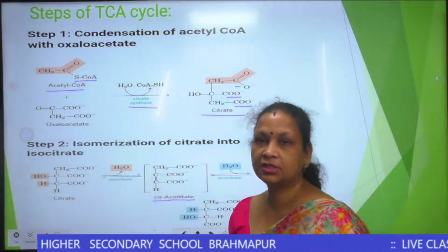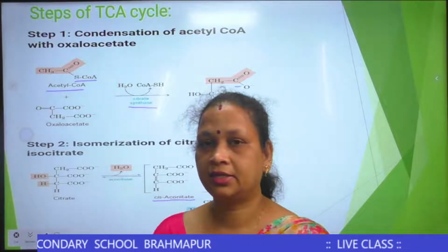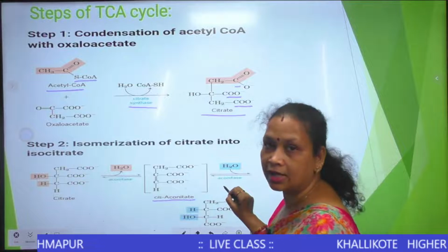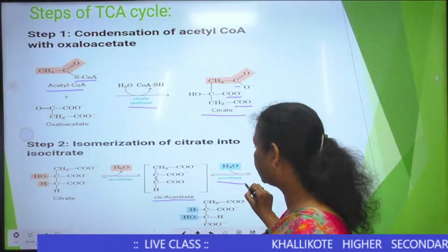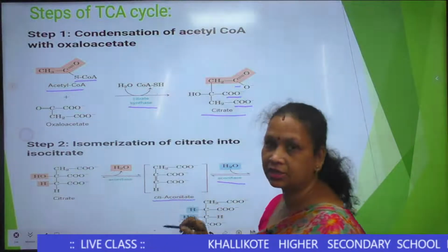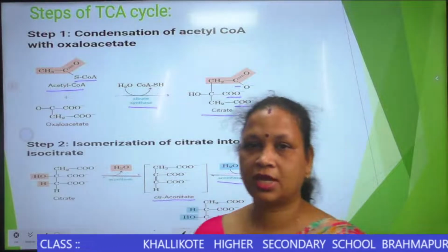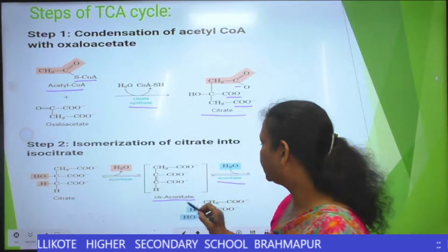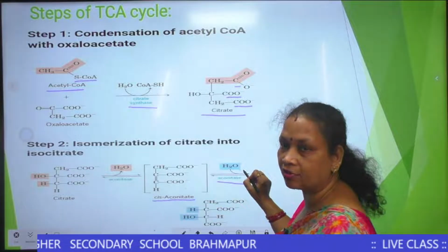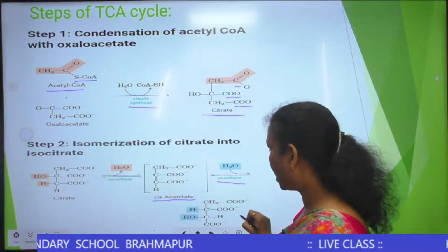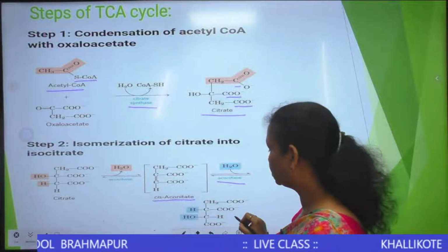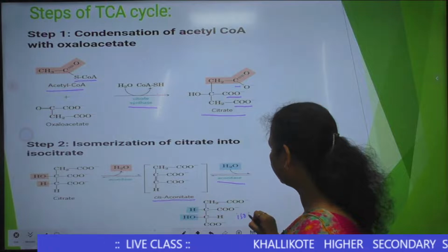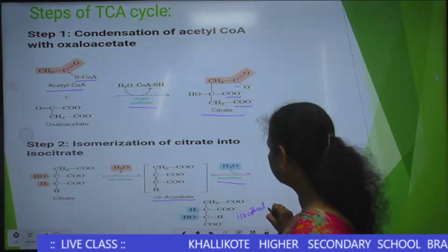Cis-aconitase is unstable and then it gets further hydrated with addition of water in presence of enzyme aconitase. So cis-aconitase remains attached to the enzyme aconitase and is not released. So then it gets hydrated and forms the molecule of isocitrate. So this molecule is isocitrate.